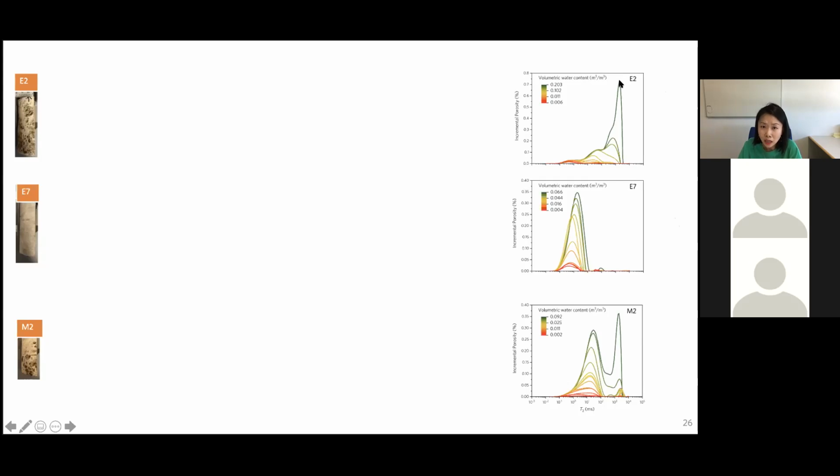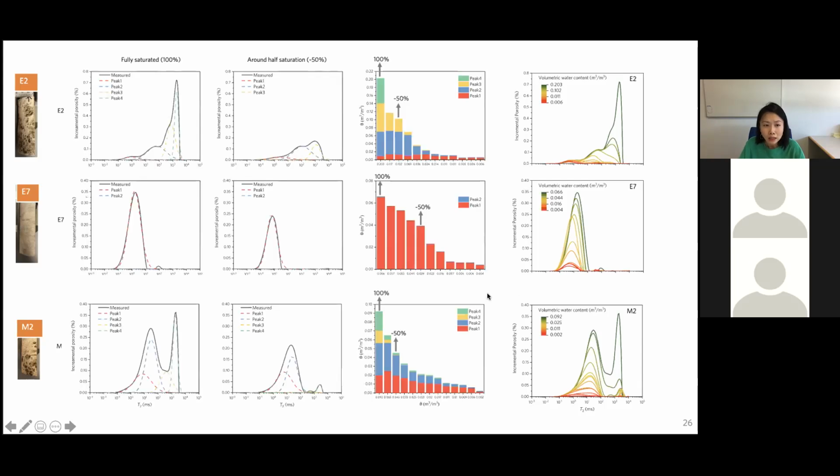The green line is basically showing when you have the highest water content, basically 100% saturation, and the red curve shows when you have the lowest water content. If you're reading horizontally, this corresponds to each of these core samples. And now in the middle, I'm showing the result from the peak decomposition analysis.